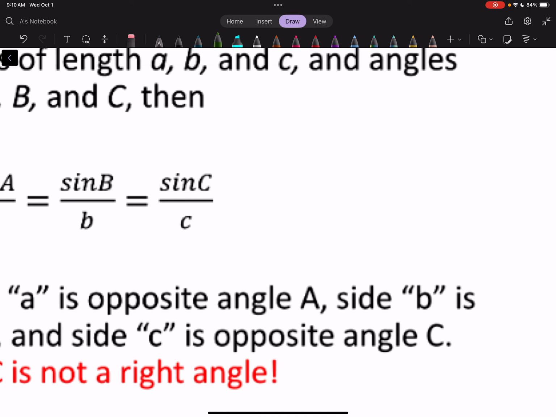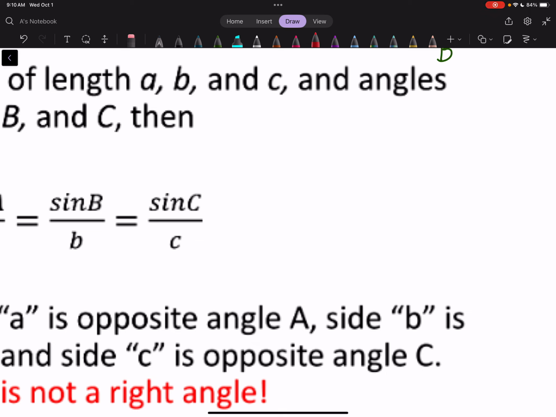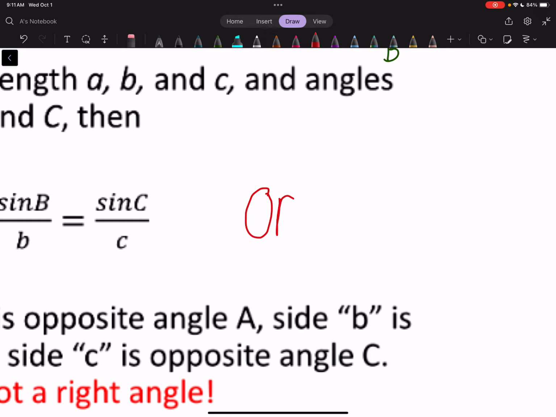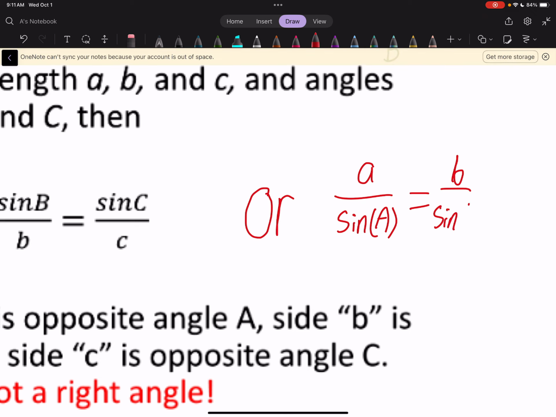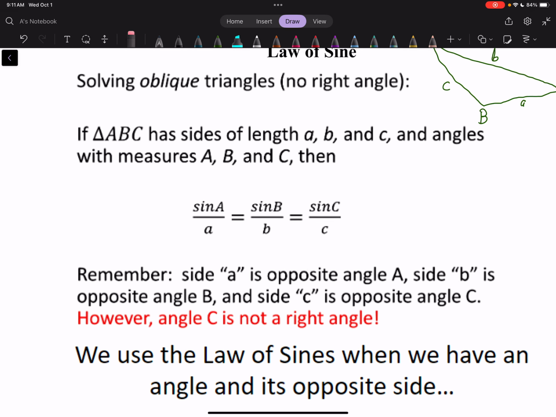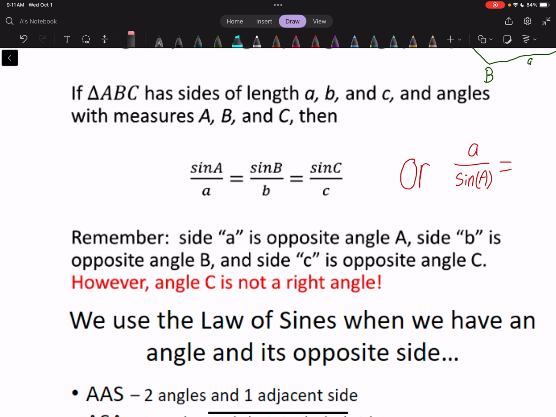Now I do want to show you the reciprocal is also true. You don't have to write this if you don't want to. It is very handy to know. Side A divided by the sine of angle A is equal to side B over sine of angle B. And you can tack on C at the end. So you can use the reciprocals. It may make life easier for you if you realize that.